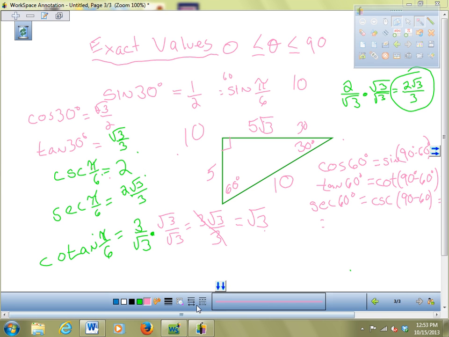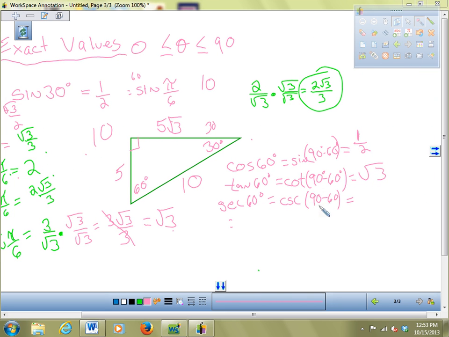Cosecant of 30 is 2. Okay? So the secant of 60 is also 2. Yeah? So the cofunctions are the complement of its function. Okay, so cosine of 60 is the same as sine of 30. Cosine of 43 would be exactly the same as if I did the sine of, what? 47 degrees and so forth.